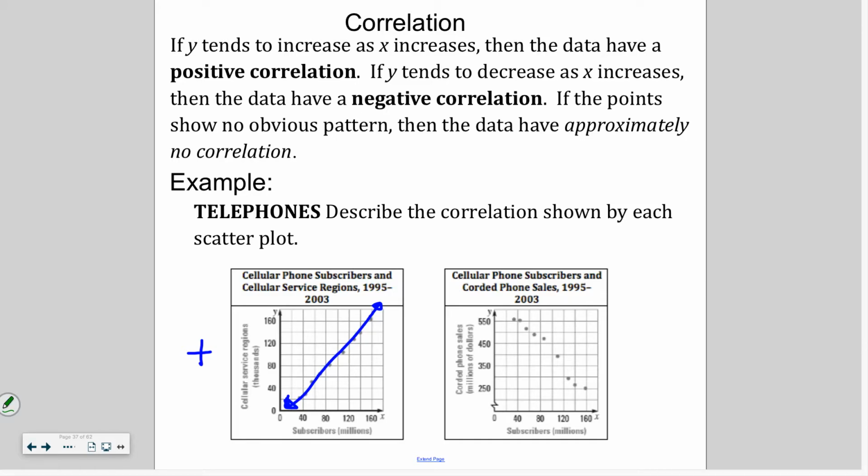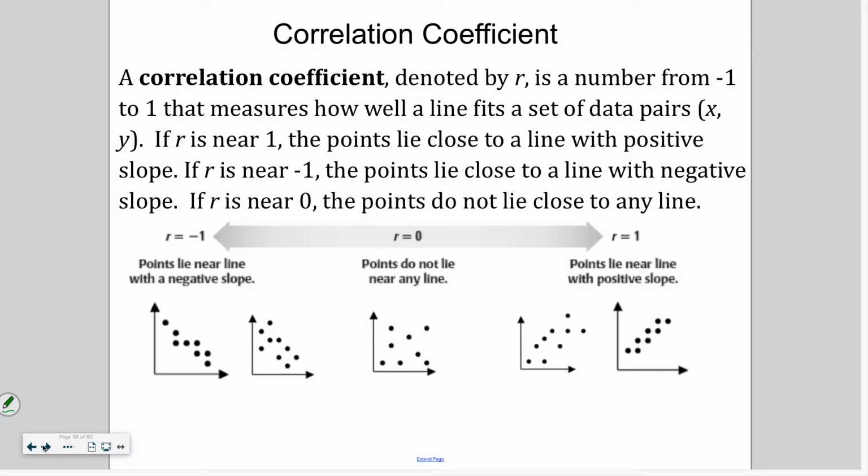If I look at the second one, and remember, these are not going to all connect. We're not trying to make them connect. We're just getting a general idea of what the picture looks like. It's going downhill. That is a negative correlation. Okay? So that's the first thing you're going to look for in these. All right. Now the correlation coefficient, it has a number. We know if it's positive or negative. Positive is going uphill, negative is going downhill.